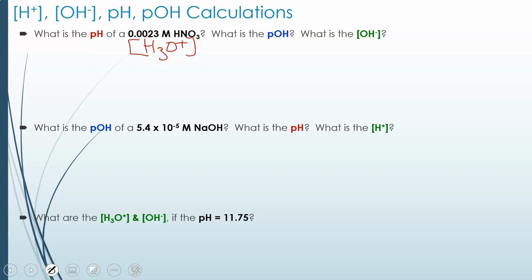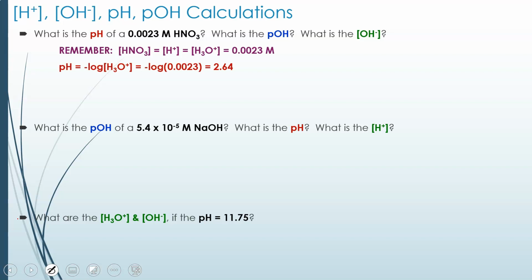And we're asked for pH, we're asked for pOH, and we're asked for OH minus. And now we just use our formulas. Well, let me erase the notes here since they're clogging up. We know that the [H3O+] is equal to that value, and pH is equal to the negative log of that value, and that works out to 2.64. So our pH is 2.64.